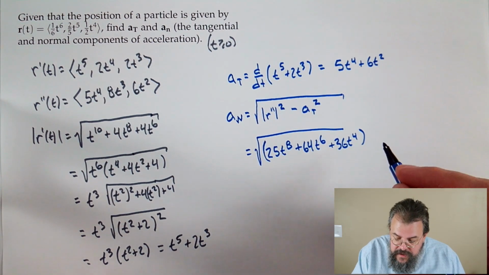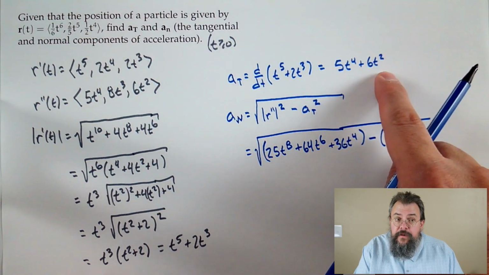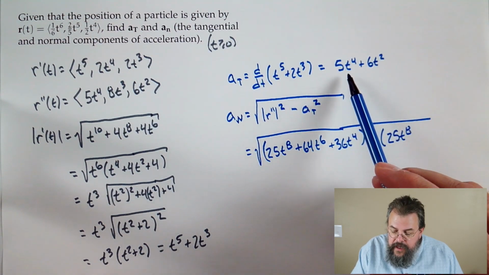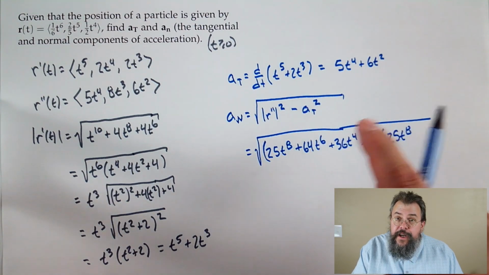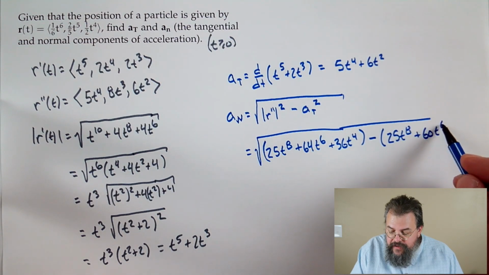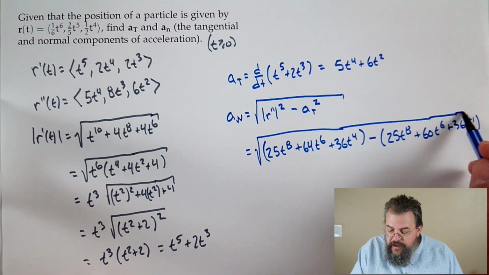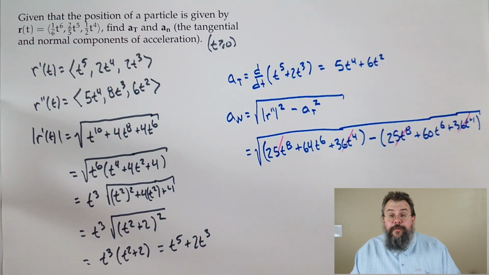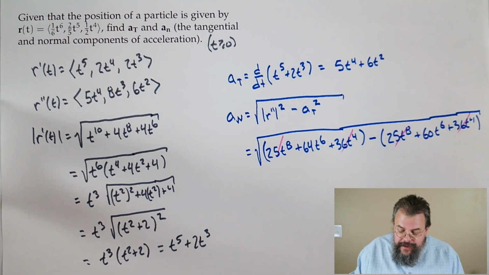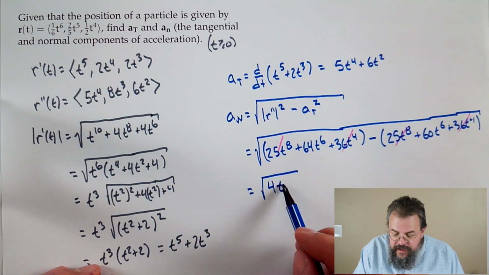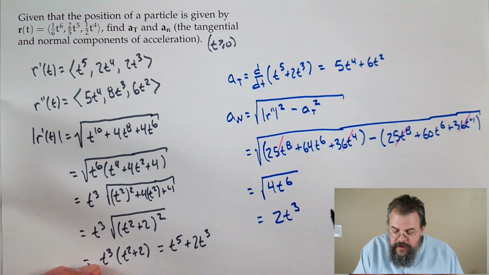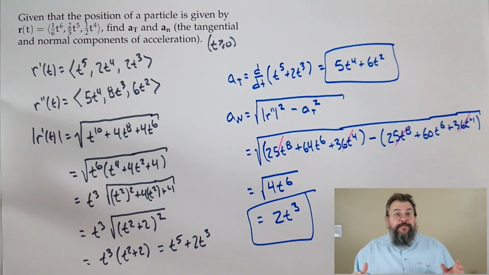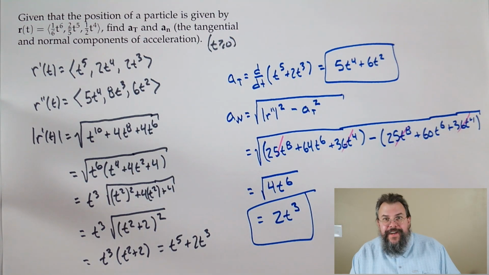Now we're going to subtract a sub t squared. Okay, so that would be 25t to the 8th. Ooh, I'm getting deja vu. 5 times 6 would be 30, but remember we've got to double it, 2ab. So 60t to the 6th and 36t to the 4th. Okay, I'm like, wow, look, cancel, cancel, cancel. 64 minus 60, that gives us the 4. So we get the square root of 4t to the 6th, also known as 2t cubed. So there's our a sub t. There's our a sub n. Done. All done. It's beautiful. Great stuff.